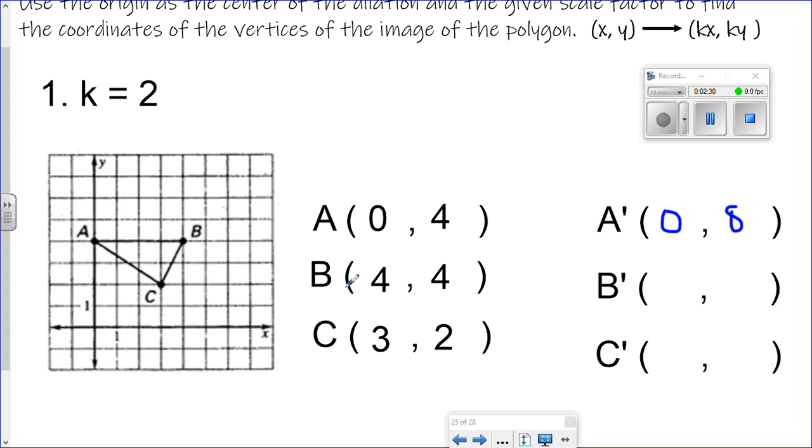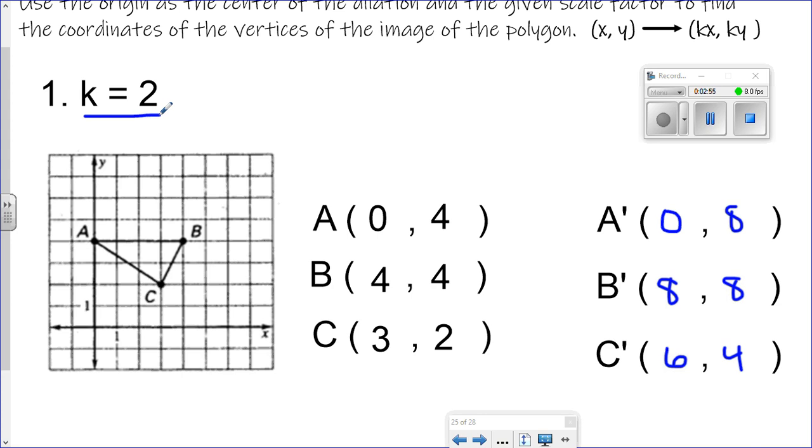To get B prime, we're going to take each of these and multiply by 2. So we should be at 8, comma, 8. And for C, which is at 3, 2, in order to get C prime, we're going to do 3 times 2, which is 6, and 2 times 2, which is 4. So we're going to go ahead and plot those points. You see the scale factor is 2.